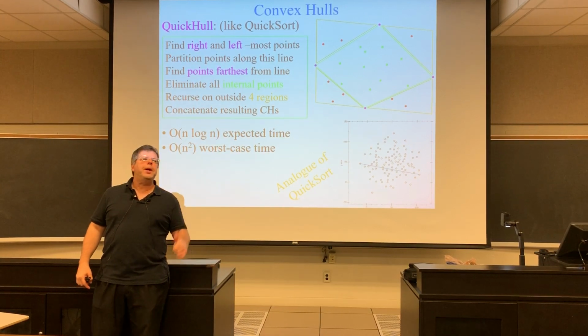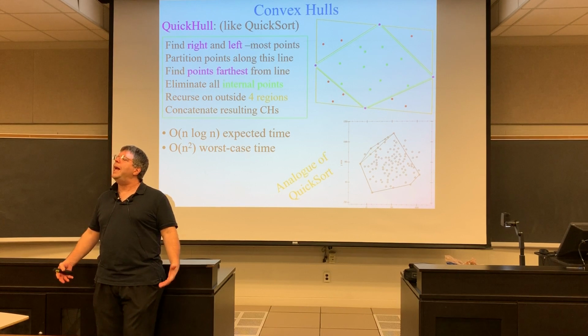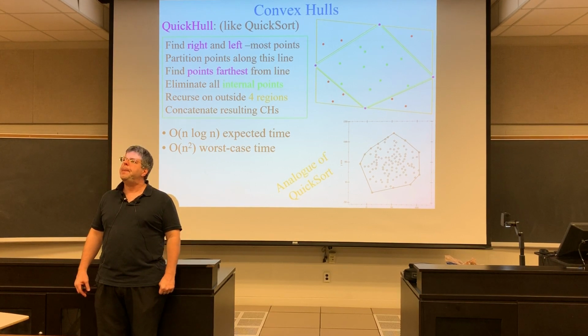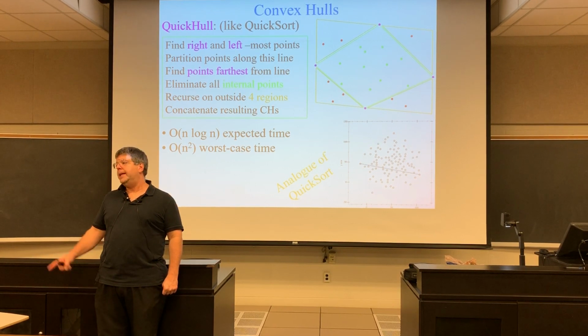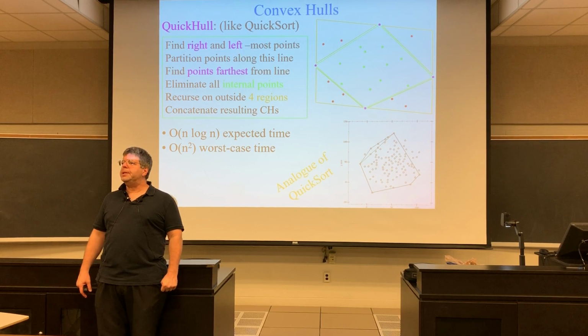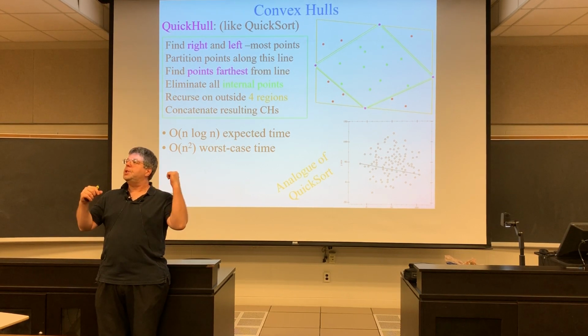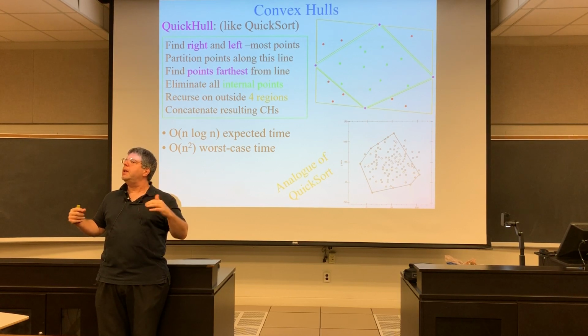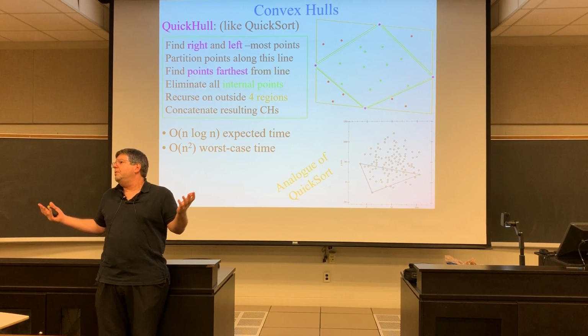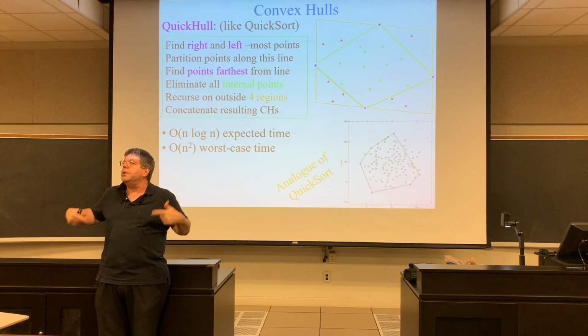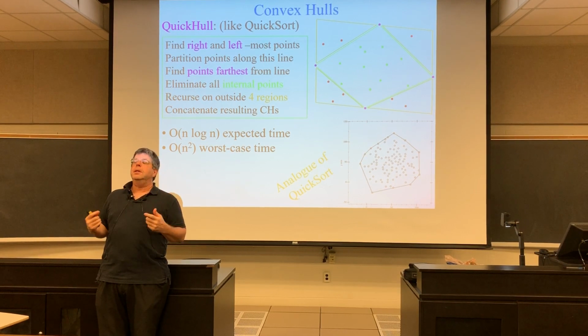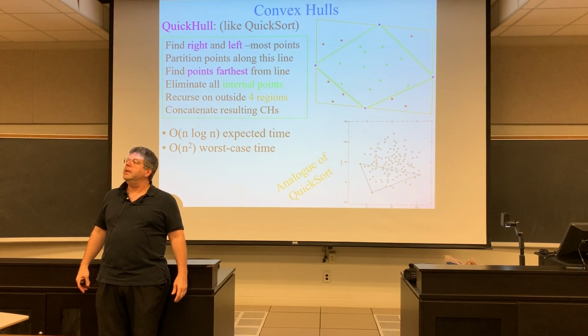How can it be n squared here? What would a worst case look like? Yes, my Padawan, a circle. So if all the points are on the periphery of a circle and you do this trick, how many will be eliminated at every step? Almost none. None really. And you just keep recursing and recursing, and you're spending linear time to not eliminate anything.